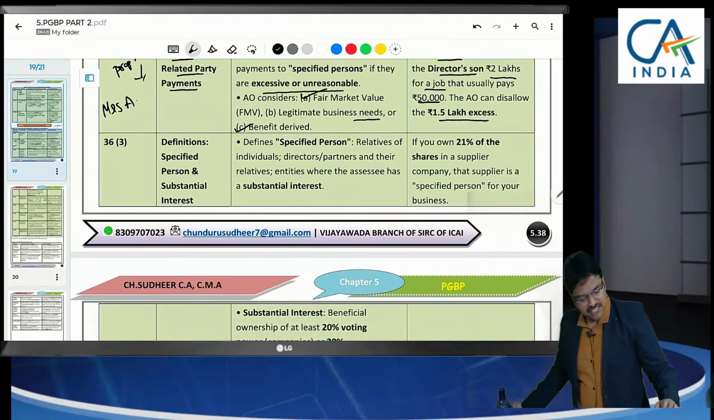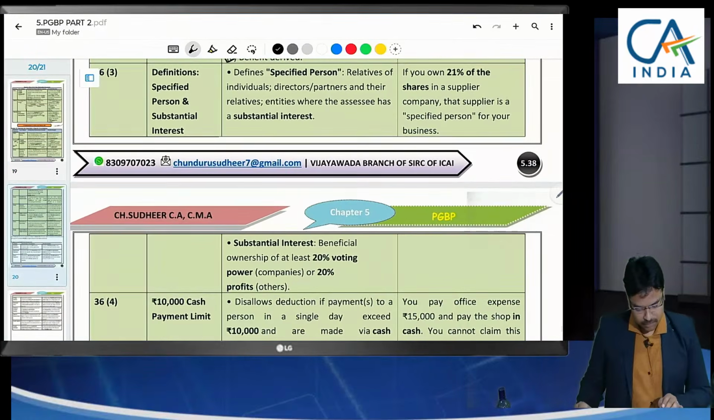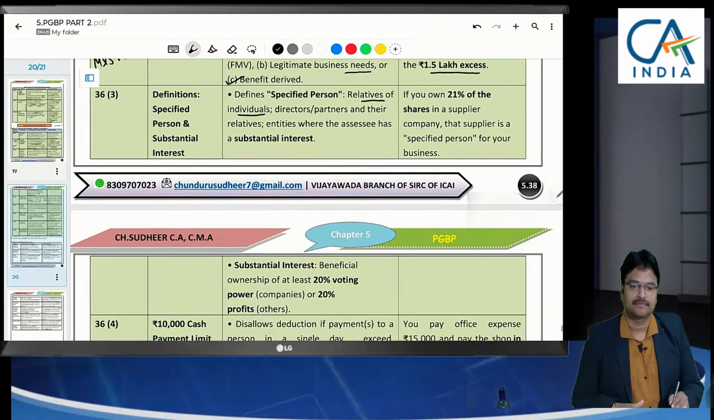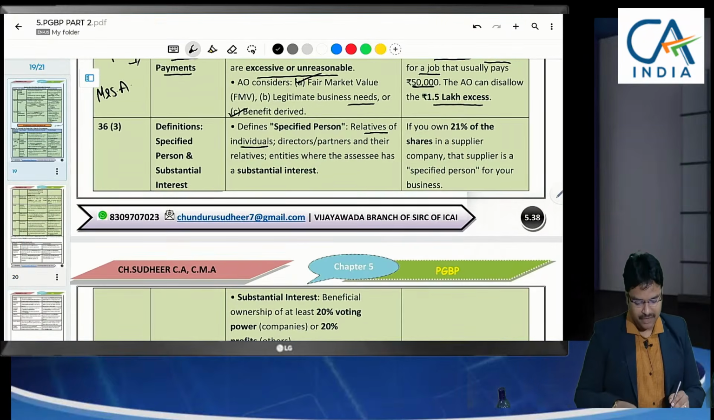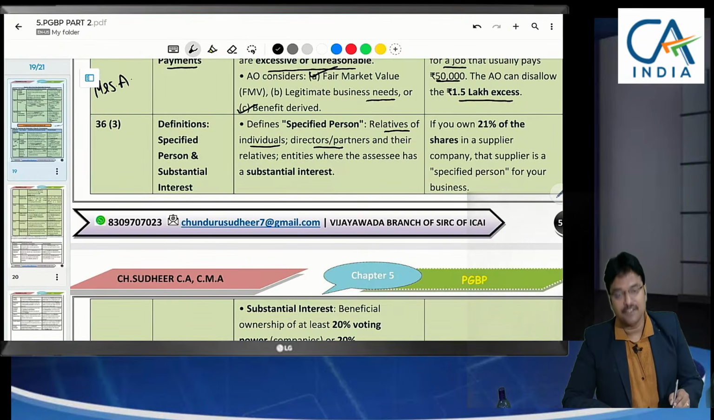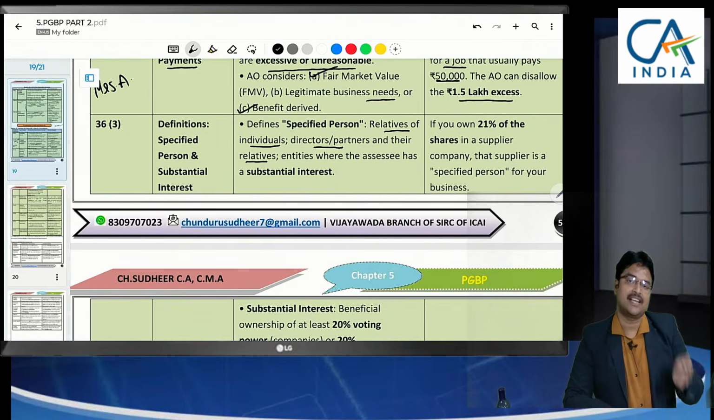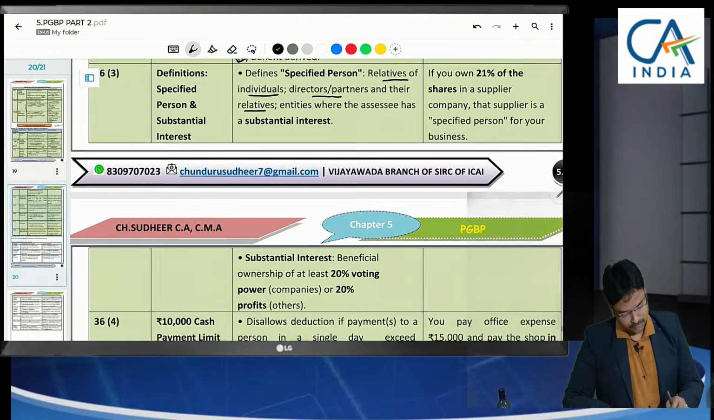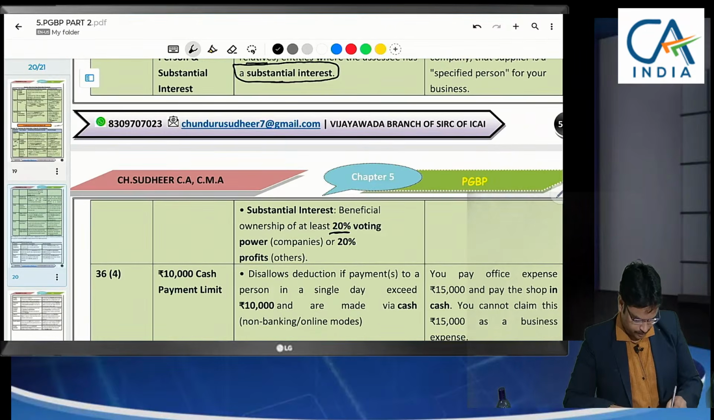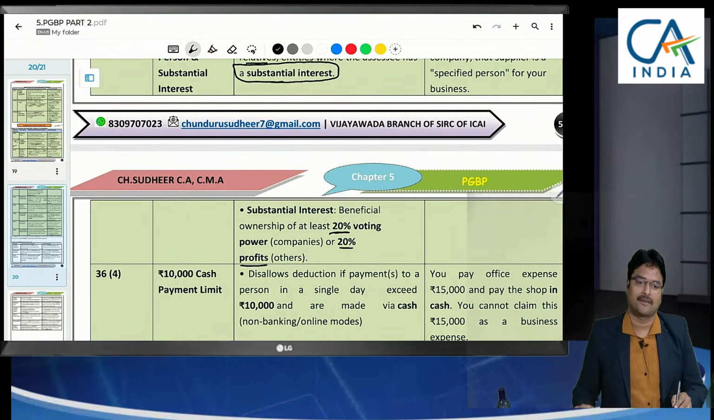Relative definition is given here. Any director, relatives of individuals. Relative definition also will come in other sources, gift provisions. Directors will be treated as relatives. Directors' relatives also will be treated as relative to the company. Or a shareholder who is holding substantial interest, 20% shareholding, will also be treated as relatives.